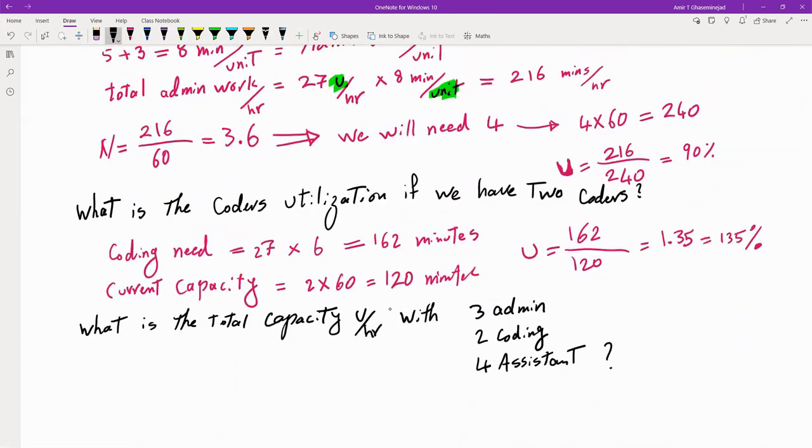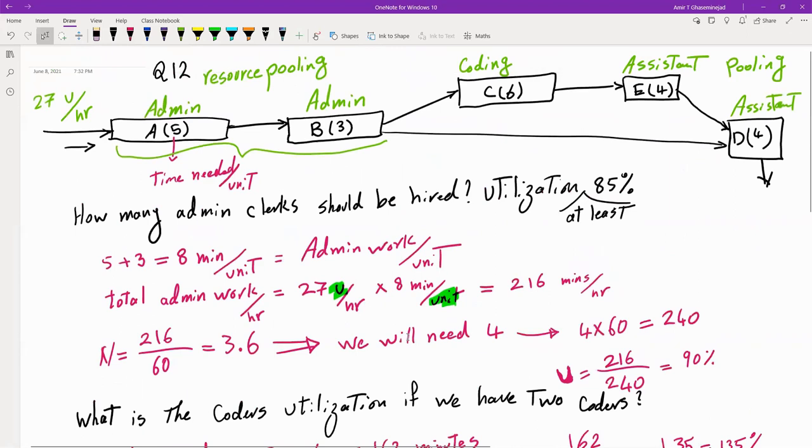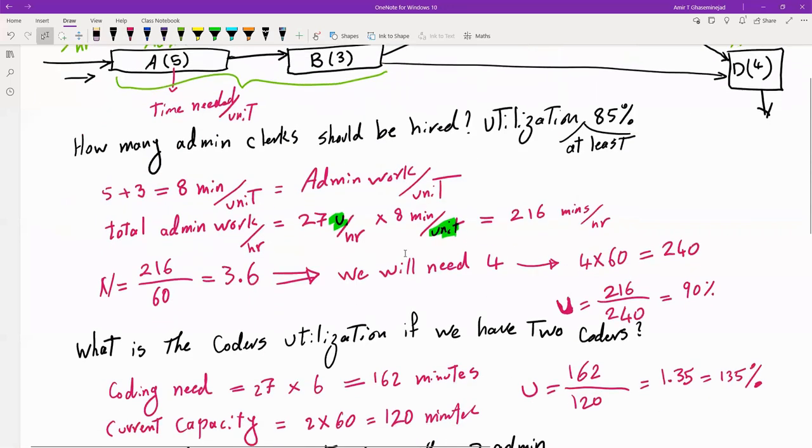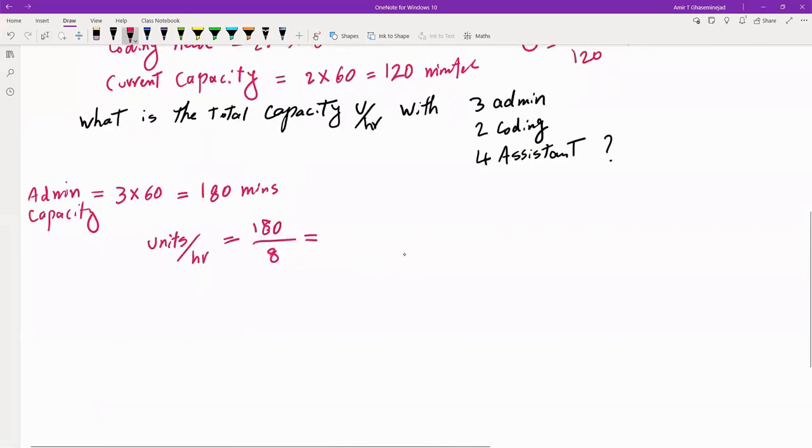So now, three admins. Let's go over what we are doing here. With three admins, each one will have 60 minutes. So let's call it admin capacity. Three multiplied by 60 is 180 minutes is their capacity. And if we want to convert it to the number of jobs, they combined have to do 8 minutes of work. So units per hour for them would be 180 minutes and 8 minutes per job they have to spend, 5 plus 3. So please tell me how many units per hour? 22.5. Okay, so this is their capacity.